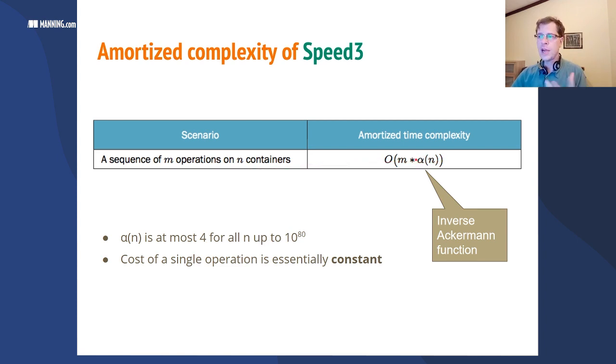Therefore, the practical complexity of this sequence of M operations is just O of M, linear in M. But this is a sequence of M operations, so it means that the average cost of a single operation is essentially constant. So for all practical purposes, the real average complexity of an operation on Speed 3, which is the implementation based on union find trees, is constant.